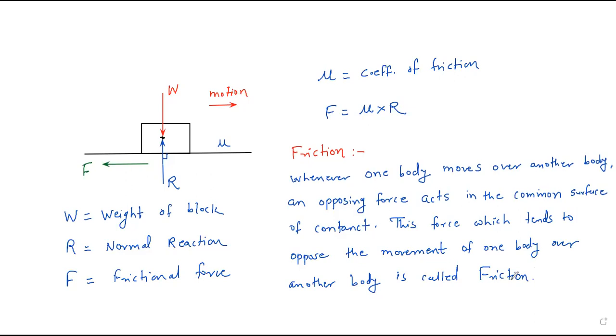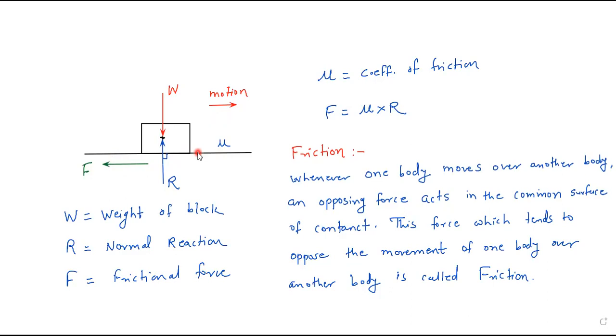So whenever one body moves over another body, an opposing force acts in the common surfaces of contact. Here you can see, when this block is now moving over this surface, this is the opposing force which acts in the common surface between these two. The force which tends to oppose the movement. This is the direction of motion, so this force will try to oppose this motion of one body over another body. This type of force is called friction.